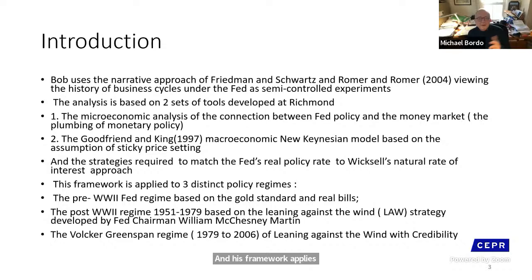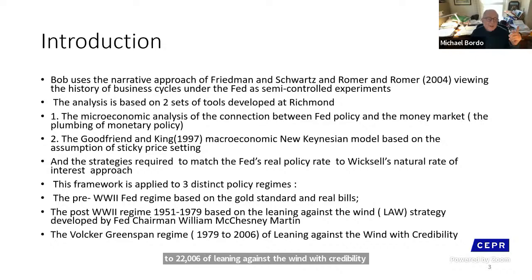Pre-World War II, the Fed regime based on the gold standard and real bills that he talked about. The post-World War II regime from 1951 to 79, based on the strategy of leaning against the wind, LAW, as he calls it, developed by Fed Chairman William McChesney Martin. And then the Volcker-Greenspan regime that goes from 1979 to 2006, of leaning against the wind with credibility. He carries it beyond to the present.